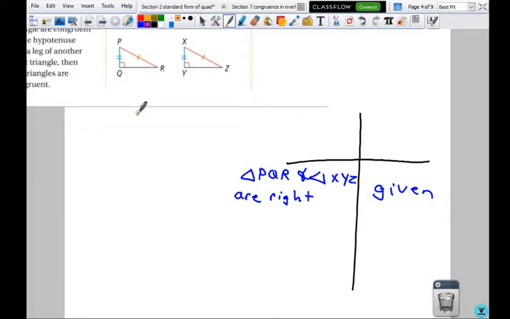I need to show that my hypotenuses are equal. My hypotenuse, my longest side on this one, is PR. It is congruent to my longest side, XZ. So I'm going to say PR is congruent to XZ. My reason, again, this is boring, so my reason is given.